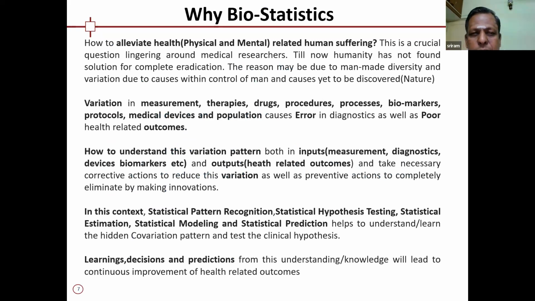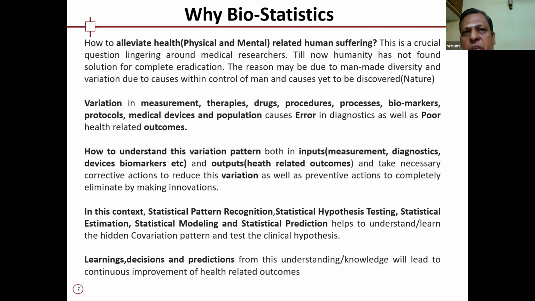Now, in healthcare, the biggest question on everybody's mind is how to alleviate health-related human suffering. That is the ultimate goal everybody is working on: to eradicate human suffering due to disease and health-related issues. This is a very crucial question, actually. That is why we are doing a lot of research. We try to understand what causes disease, and we try to reduce the disease burden. A lot of causes are yet unknown.